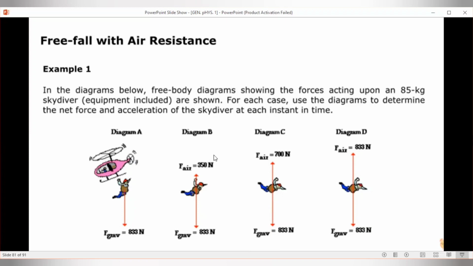Diagram D, you have an 833 air resistance and 833 force of gravity. Remember that in free-falling bodies, the direction of the body is downward. Therefore, anything which resists that downward motion is negative. So the direction of the body downwardly is positive, while the opposing force on it will serve as the negative force.